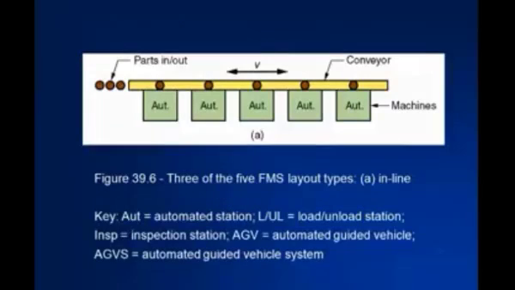This is the simple one, the inline FMS layout, and AUT means automated stations. L is the loading, UL is the unloading, and there is inspection. AGV stands for automated guided vehicles, and AGVS is the automated guided vehicle systems. They are transporting the parts from one station to another station.